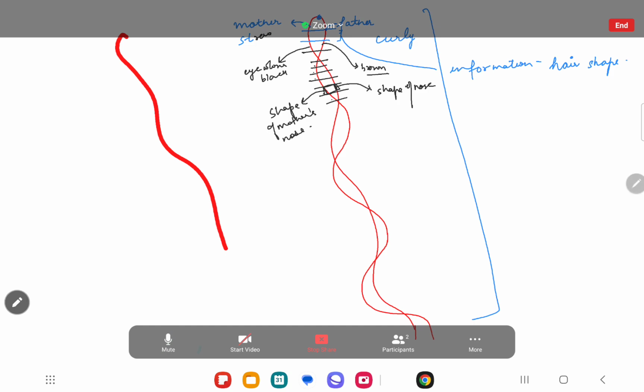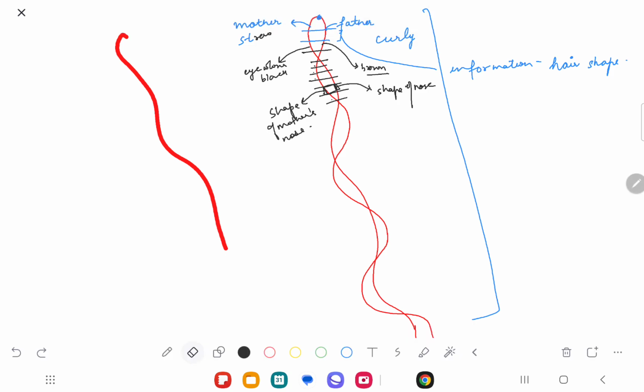All right. So now understand what exactly happens. This strand is carrying information. Every part of the strand is carrying certain information, one from the father and one from the mother. Do you understand my point? This part of the strand is called a gene.